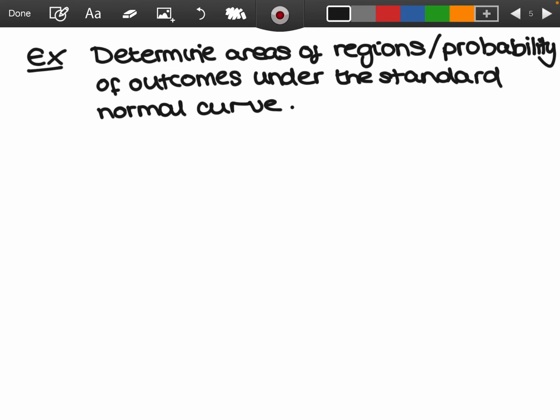So let's say, and I'm going to do a piece of notation here as well. What's the probability? I'm going to use Z here, and I'll tell you why in a second, that Z is less than or equal to negative 0.5. Okay.